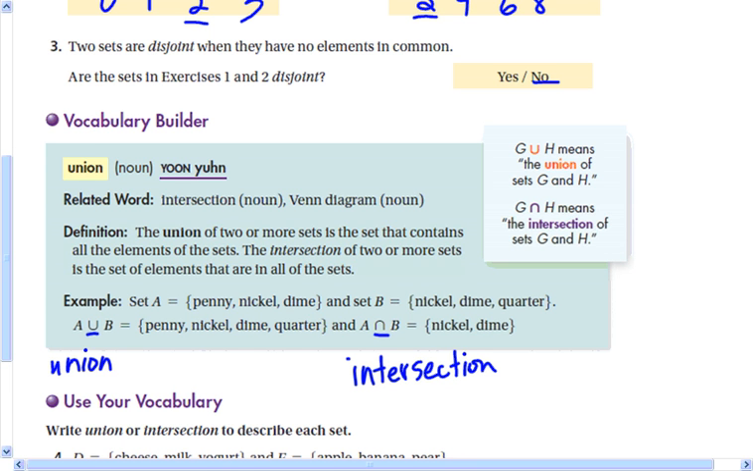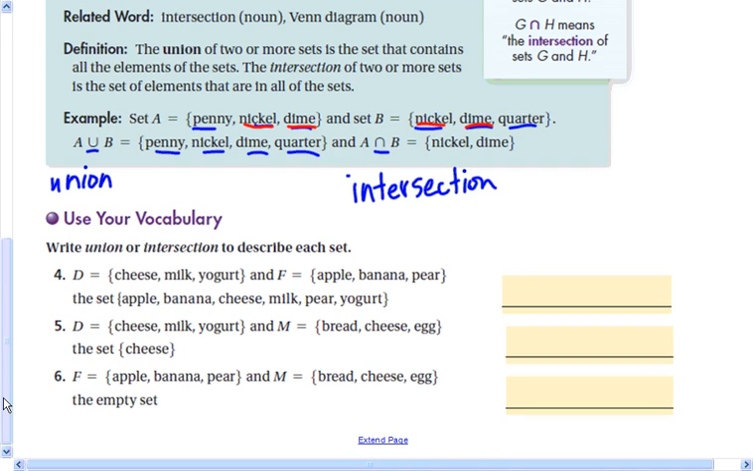So if our set A is a penny, a nickel, and a dime, and B is a nickel, a dime, and a quarter, those elements that are in either set A or set B, that's called the union. That would include the penny, the nickel, the dime, and the quarter. Those elements that are common to both sets, the nickel and the dime, are known as the intersection.